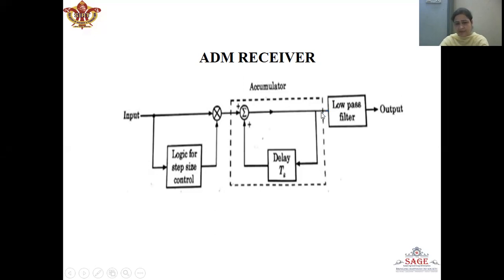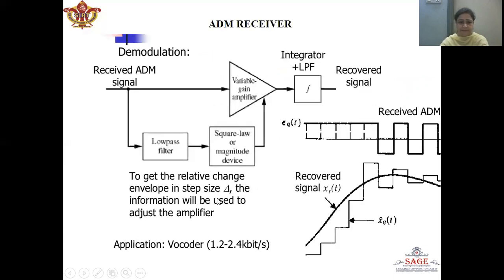Now, this previously predicted sample, when added to this error signal, will generate a quantized signal which has an amplitude closer to the message signal. When it is given to the low pass filter, it will generate an output which will be similar to the message signal which was transmitted.